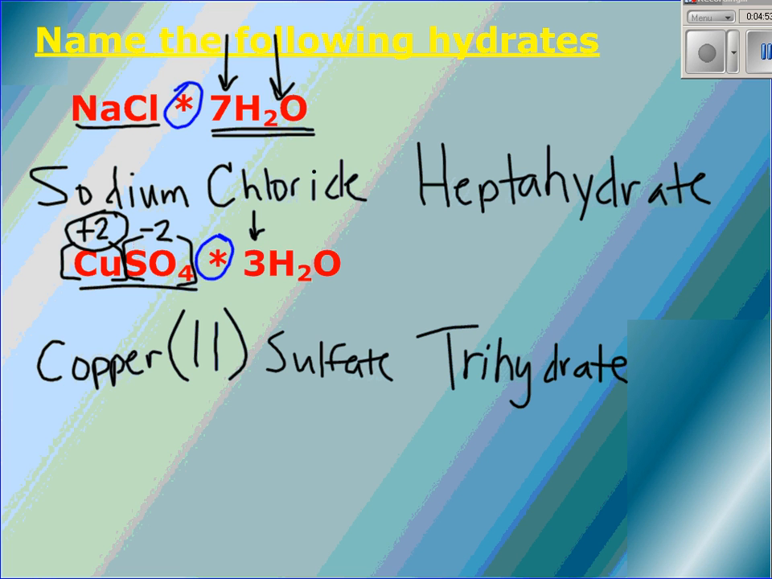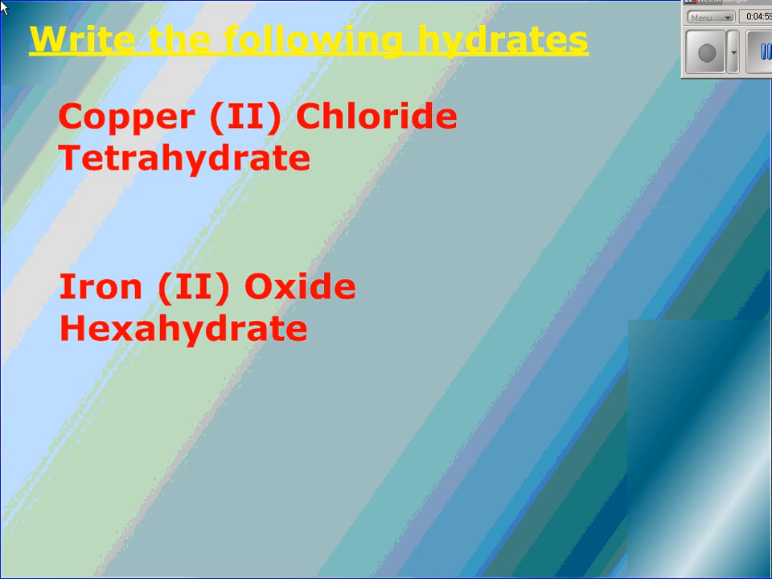Therefore, the name of this compound is copper(II) sulfate trihydrate. Now what if we were to go the other way? Let's suppose I give you the name and ask you to write the formula. Go ahead and try these on your own, and then hit play to reveal the answer.